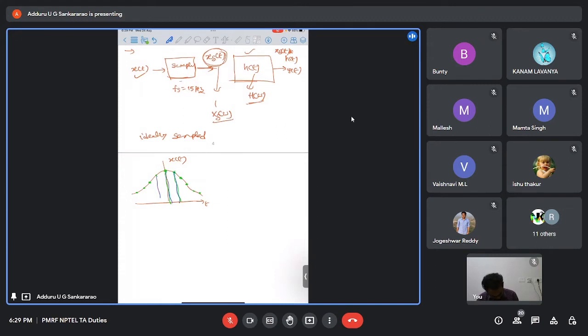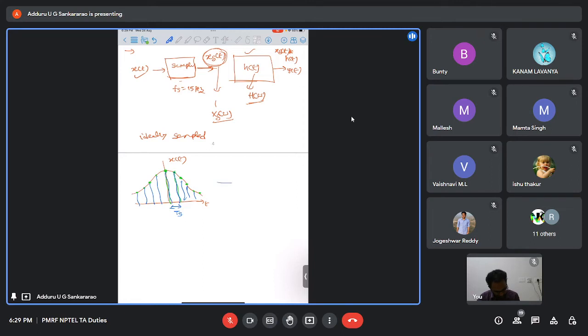These are the samples. These samples are spaced at an interval Ts. Only the samples can be used for any other purpose. And also we should select the samples such that the spacing between them allows us to reconstruct the signal from the sampled signal.